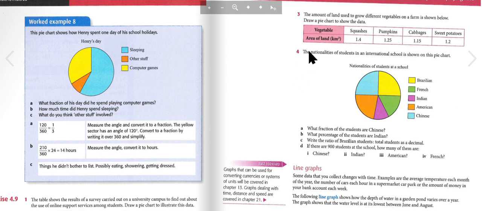The nationalities of students in an international school is shown on this pie chart. What fraction of the students are Chinese? What percentage of the students are Indian? Write the ratio of Brazilian students to the total students as a decimal. If there are 900 students in the school, how many of them are Chinese, Indian, American, or French?